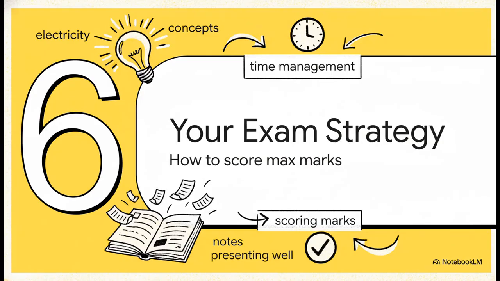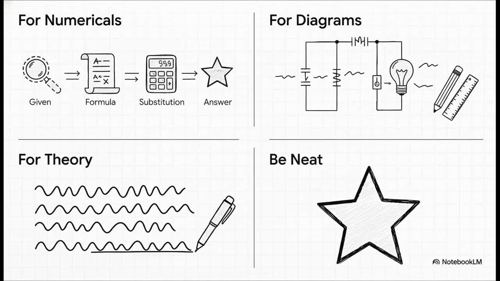All right, last section. You know the concepts. You know the mistakes to avoid. Now, how do you present your answers to score maximum marks? Your presentation really does matter to the examiner, so let's quickly go over a few tips. Okay, listen carefully. For numericals, follow a system. Always write given, then write the formula you're going to use, then show the substitutions, and finally, write your answer with the correct units. This structure can get you partial marks even if you make a calculation error.